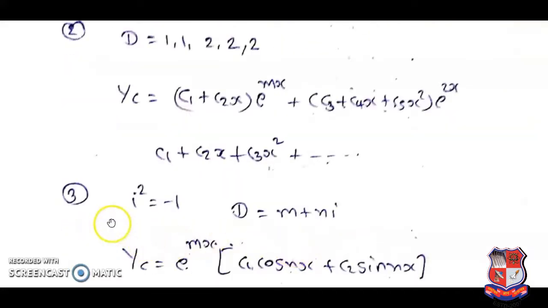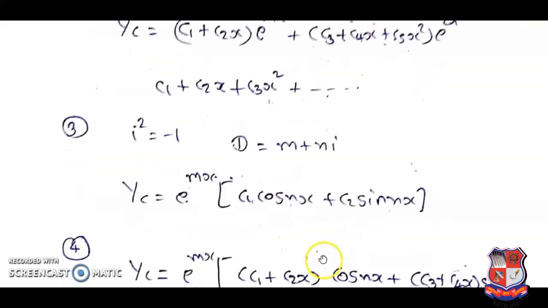Number 3, complex solution. When delta is less than 0, we get a complex solution. Delta greater than 0 gives a real solution, but delta less than 0 gives a complex solution. That time we consider i square equals -1, and the solution is D equals m plus ni. m is the real part, n is the imaginary part. The real part has no i, so we write it as the exponential function e raised to mx. The imaginary part is multiplied by i, so we write cos and sin functions: c1 cos nx and c2 sin nx.